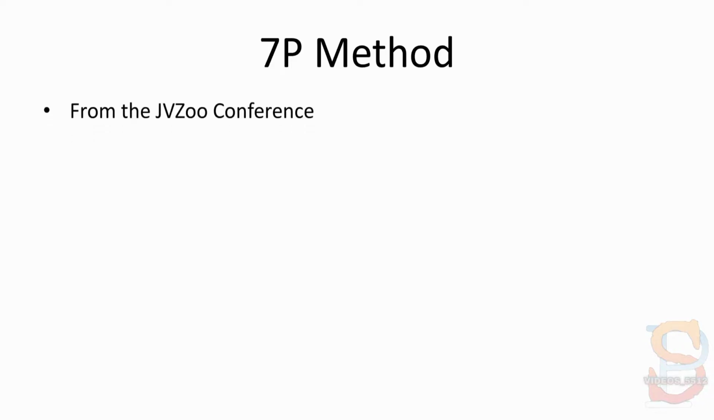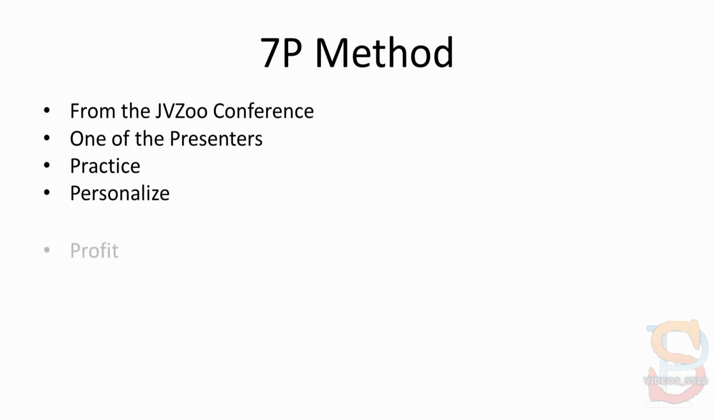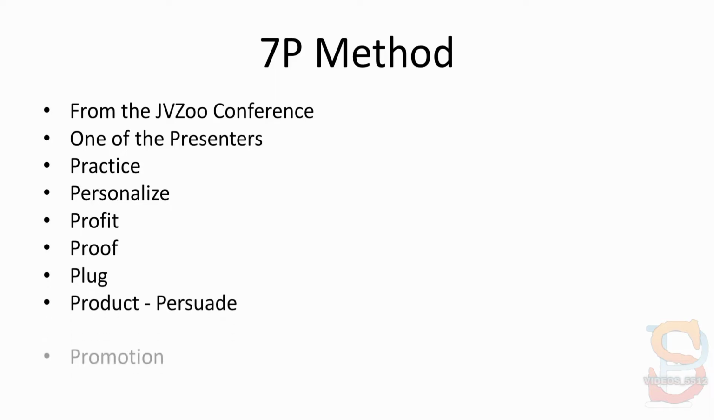Now the method is a variation of one that was discussed at a recent JVZoo conference. One of the presenters there came up with a way that you can create a product and get in front of people, as well as get attraction from affiliates. And so what this is going to require, and we're going to be talking about the 7 P's, and I'm going to introduce them to you now, is practice, personalize, profit, proof, plug, product and persuade, and promotion.